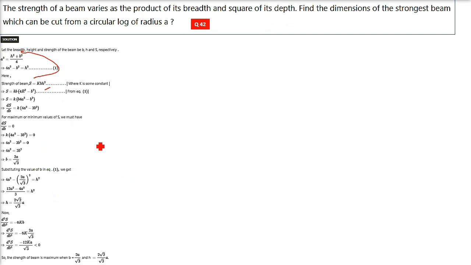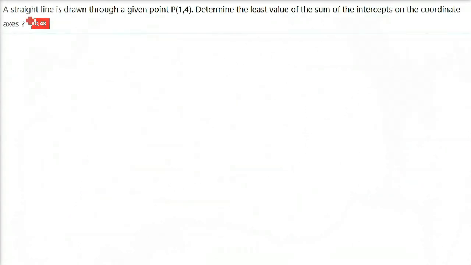Okay, I hope that this question is clear to you. A straight line is drawn through a given point (1, 4). Determine the least value of the sum of the intercepts on the coordinate axes. Now, if you understand this diagram, it will be very easy for you to solve this question. So we are making the coordinate axes. This is your x, this is your y.